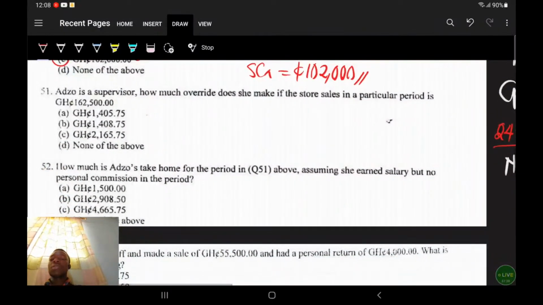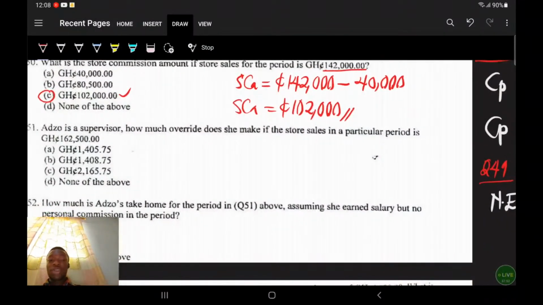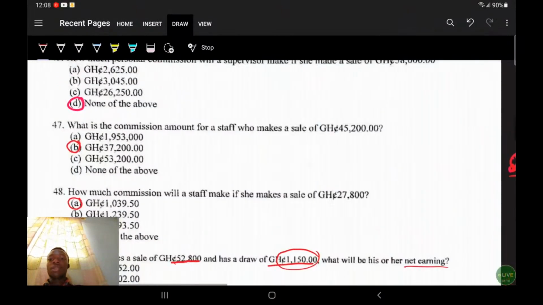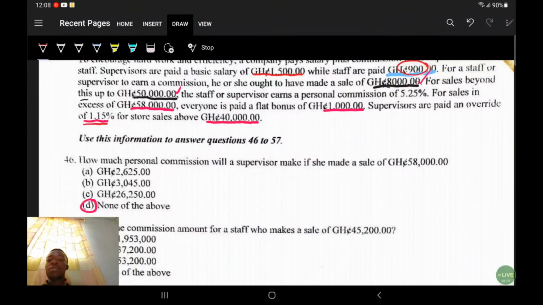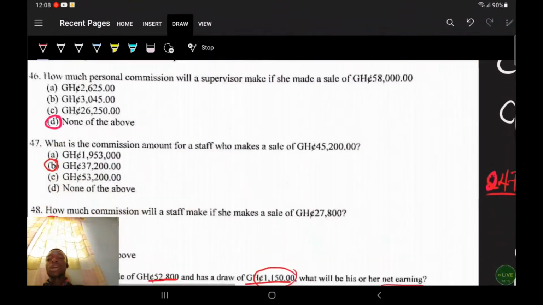Let's move on to question 51. As a supervisor, how much override does she make if the store sales in a particular period is 162,500? Supervisors earn an override commission. For this period the store sales are 162,500, the store quota is 40,000, and the override rate is 1.15%.